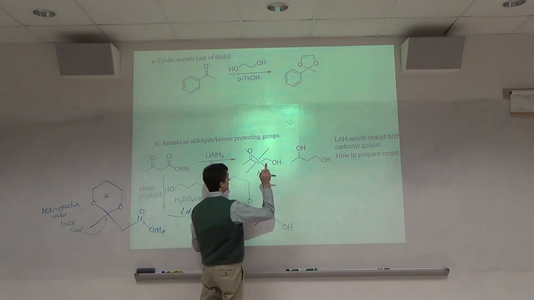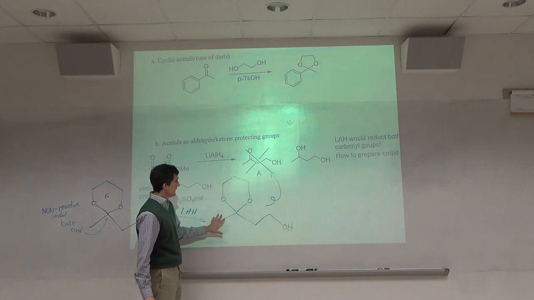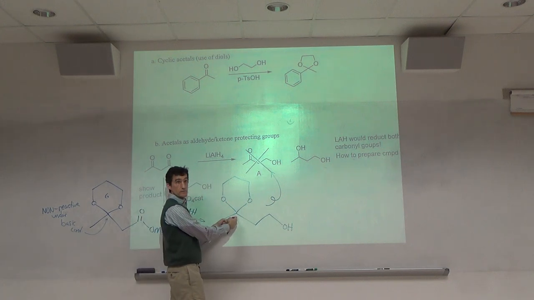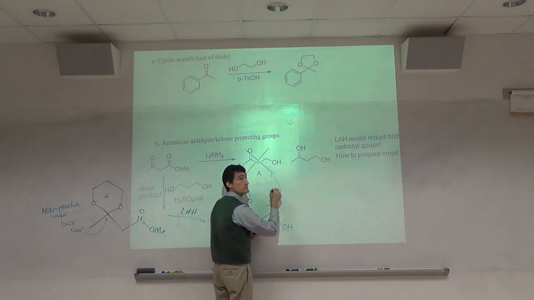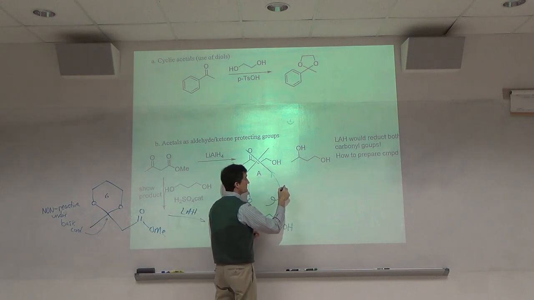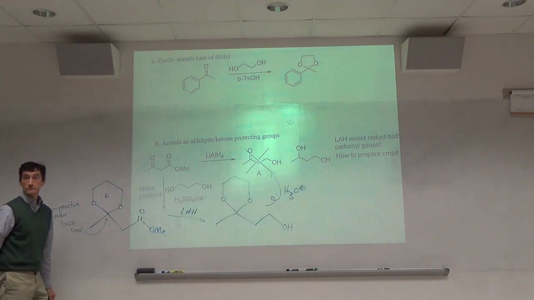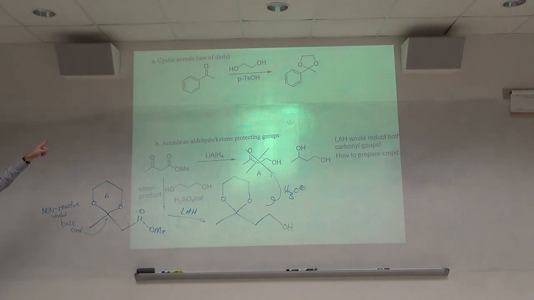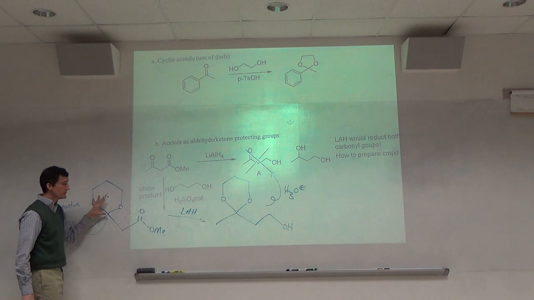Now how can we convert this to the desired compound A? What do we need to do? Can we regenerate the carbonyl here? How did we regenerate the carbonyl up there? Water and what else? So can I show water and acid like this? Didn't we just reverse that up there? Yeah. What did we use the acetal as? A protecting group. We protected the ketone as the acetal.